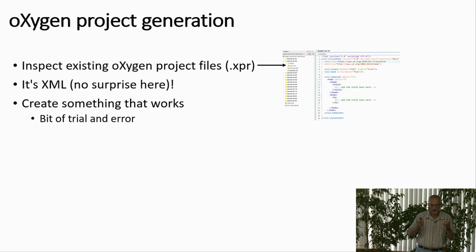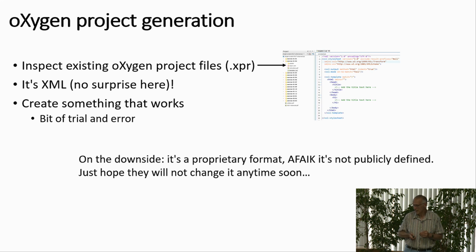Another one of the green blocks is the Oxygen project generation. What I did, I just took Oxygen, created a few projects and looked inside, and hey, it's XML, that's great. And with a bit of trial and error, you can transform your source into an Oxygen project that actually works. There is, of course, a downside to this. It's a proprietary format, and as far as I know, and I've just talked to the Oxygen guys, and they confirmed that it's not written down. There's not even a schema for it. But luckily, they are not going to change it anyway. So that's good.